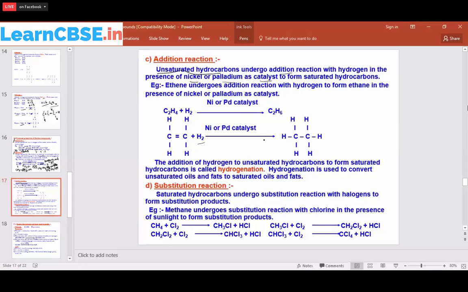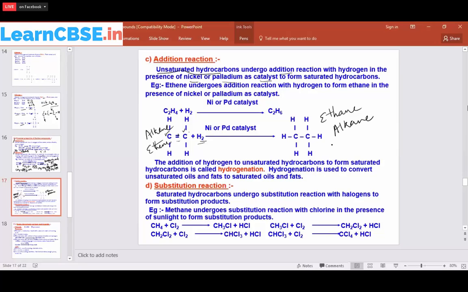Now what will happen? Here the double bond is there, right? So one of the bonds will break. One electron will come over here, one electron over here. There are two hydrogen atoms too. One hydrogen we attach to this carbon, and another hydrogen we attach to the other carbon. So it forms ethane. Ethene is converted into ethane, so the alkene is converted into the alkane.